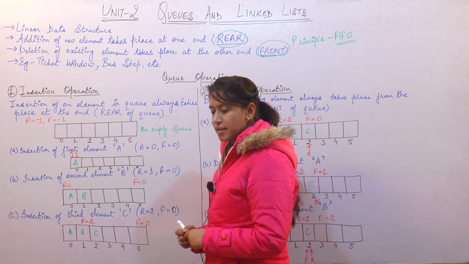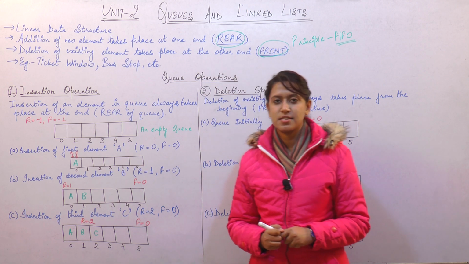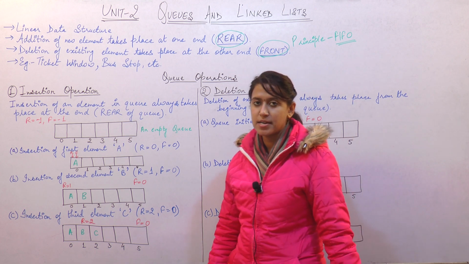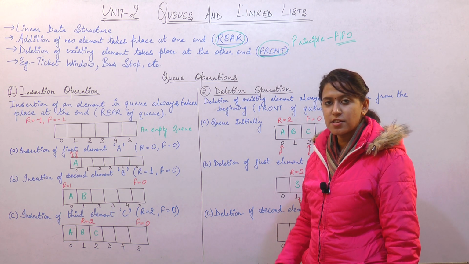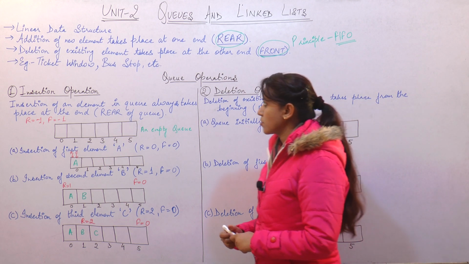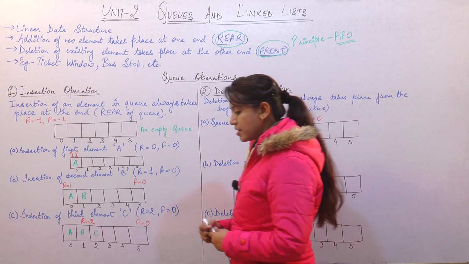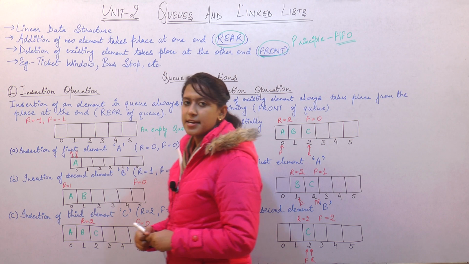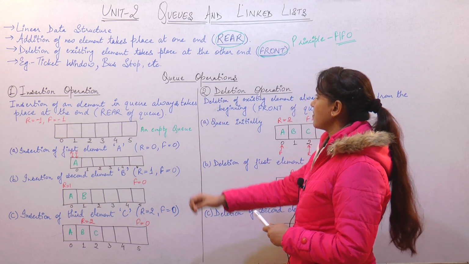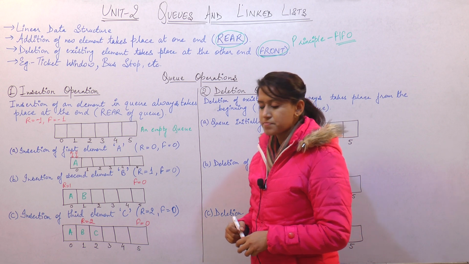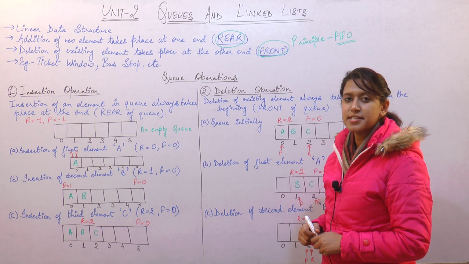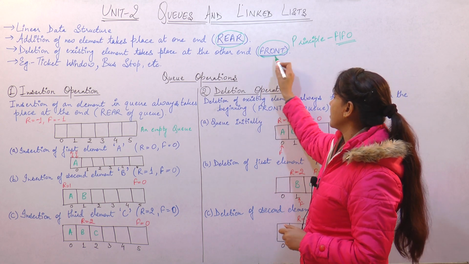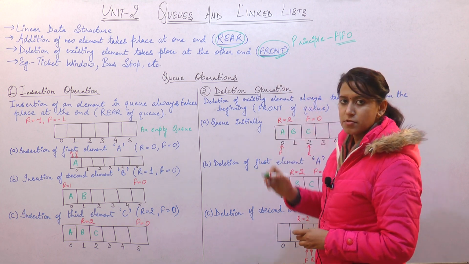Queue and linked list are types of linear data structures, that means data is stored in a proper sequence or a proper format. That proper sequence can be either in increasing form or in decreasing form. So queue is a linear data structure. In a queue, whenever we add an element, that element is added at one end, and the name of that end is the rear of the queue, and the deletion of an already existing element takes place at the other end, and that other end is known as the front of the queue.